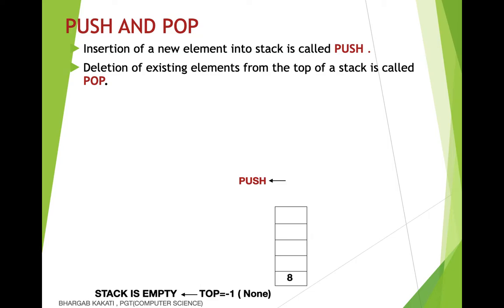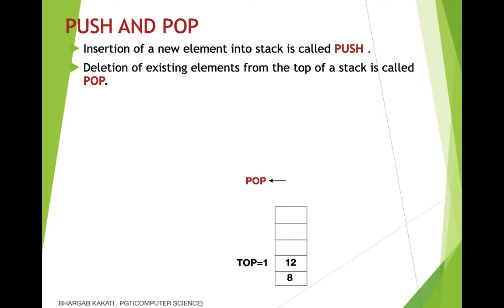Now when an element is pushed into the stack, the top value is incremented by 1. So how to represent it? We can represent it as top = top + 1. What was the value of top initially? When the stack was empty, the value of top was -1. So -1 plus 1 is 0. So currently top will be pointing towards 0. Now let's push another element, 12, into the stack. This time the value of top will again be incremented by 1.